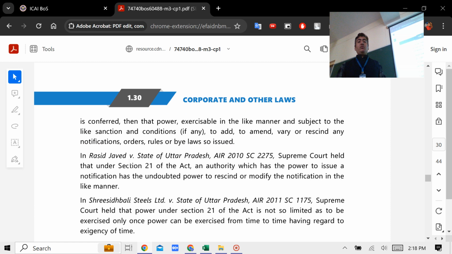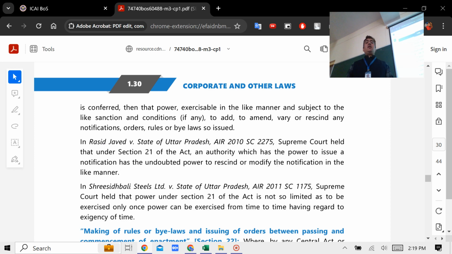Section 21, we have two important cases. The first one is Rasid Javed versus State of UP, All India Reporter, 2010, Supreme Court. It held that under Section 21 of the Act, an authority which has the power to issue a notification has undoubted power to rescind or modify the same.